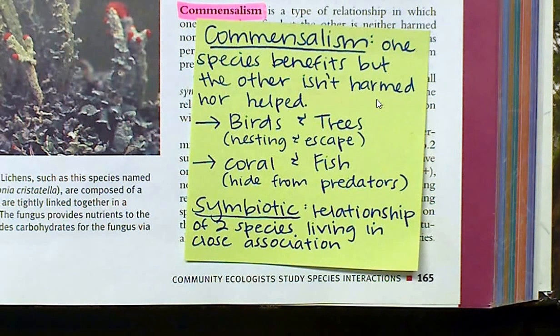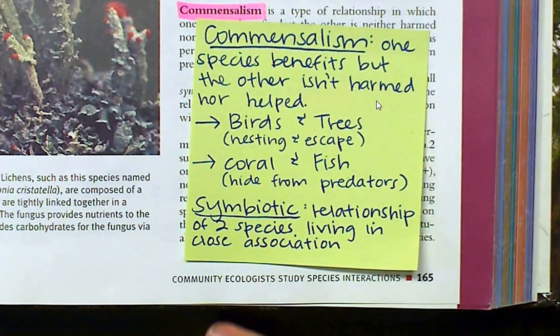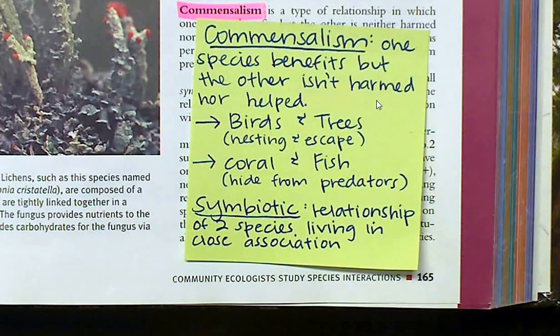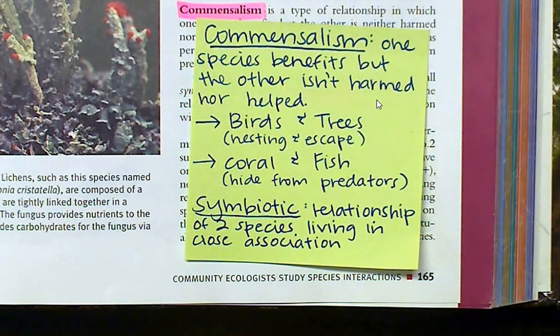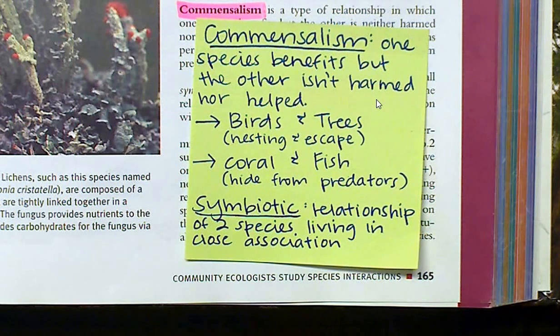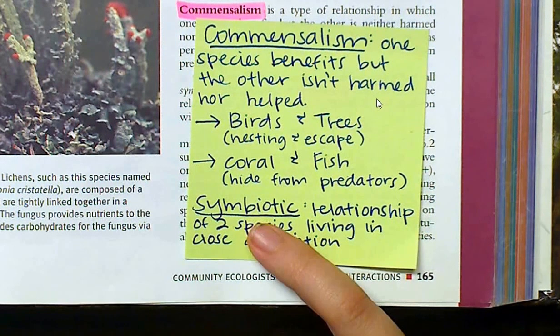And so these kind of predation, parasitism, competition, mutualism, commensalism, these are all examples of this idea called symbiosis, or a symbiotic relationship.